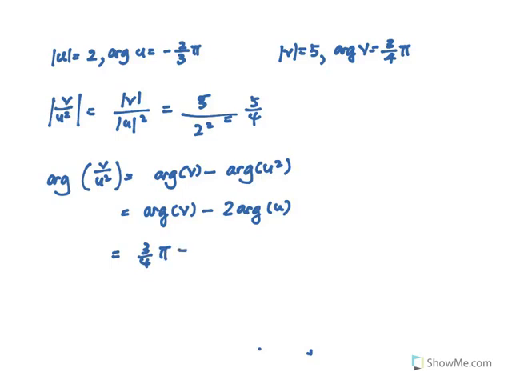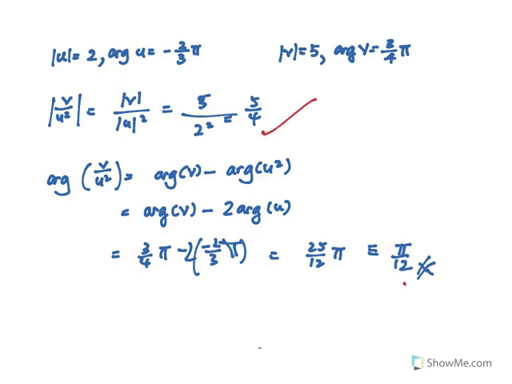Subtracting 2 times negative 2 over 3 pi gives 25 over 12 pi. But 25 over 12 pi is not within the principal range, so subtracting 2 pi, the answer is pi over 12. This is the argument of V over U squared. With that we are done, we have found the two answers.